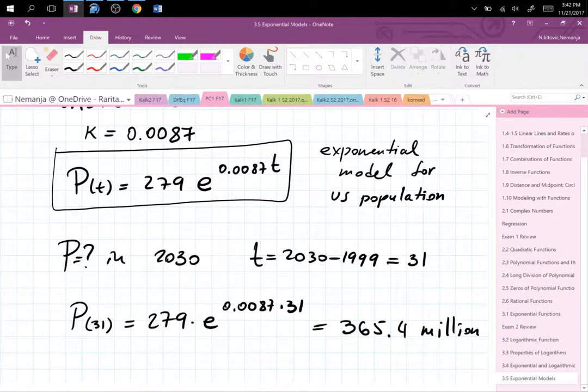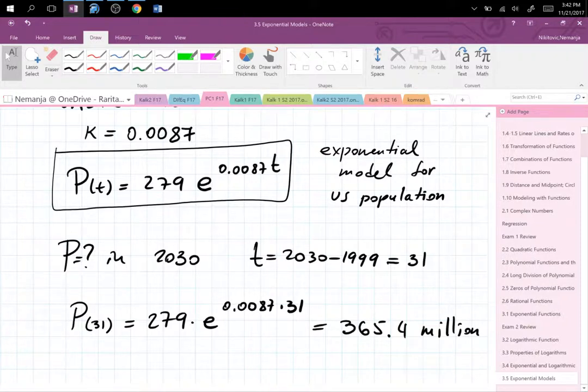Now, for the sake of argument and just thinking about this exponential model, let's forget that this is millions of US citizens, and let's say these are rabbits, right? It's easier. So we are starting a farm or something, right? And our initial population of rabbits is 279, so that's units, all right?